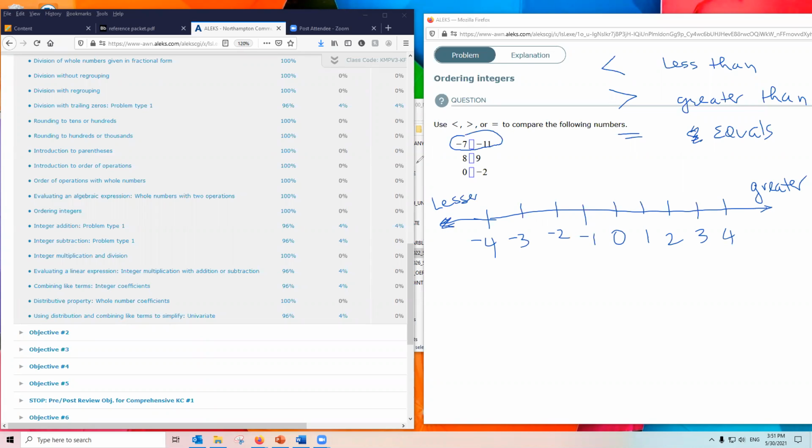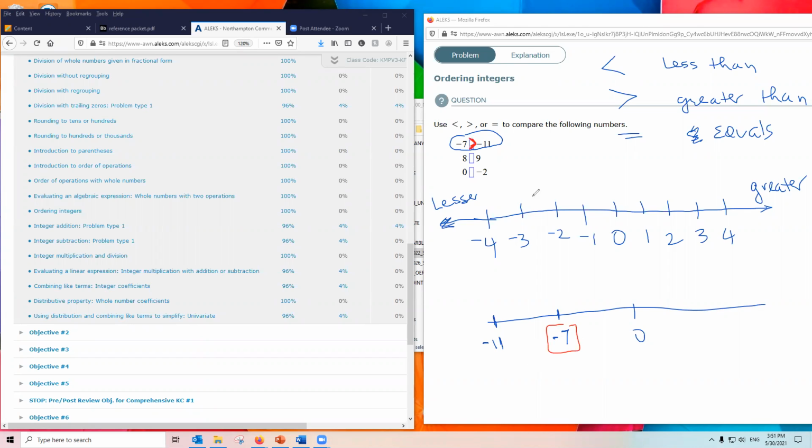-7 compared to -11. Well, if I was to draw a number line for that, -7 would be here and -11 would be over here. But notice this -7 is to the right of -11. If a number is to the right, it must be greater. So -7 is actually a greater number compared to -11. So I'm going to put a greater than symbol here.